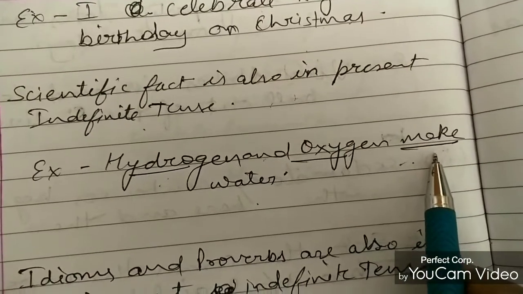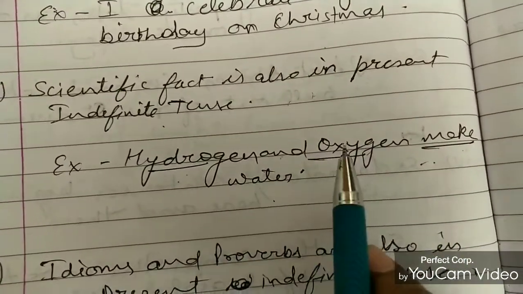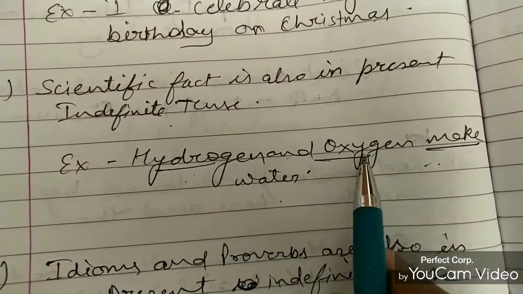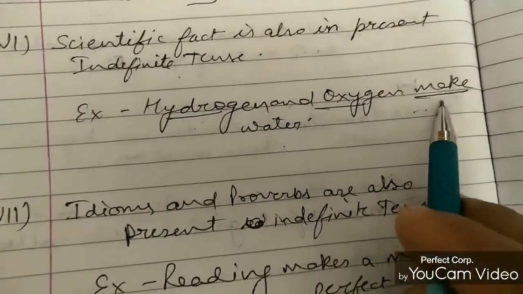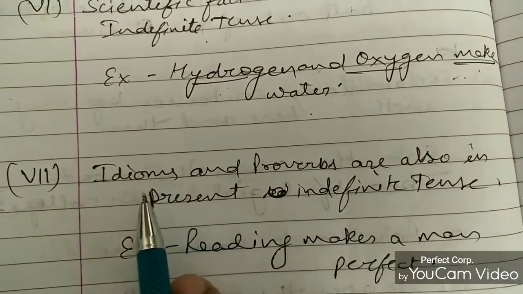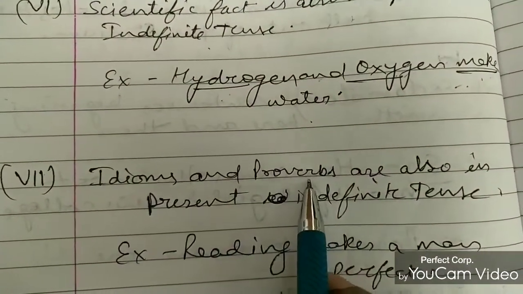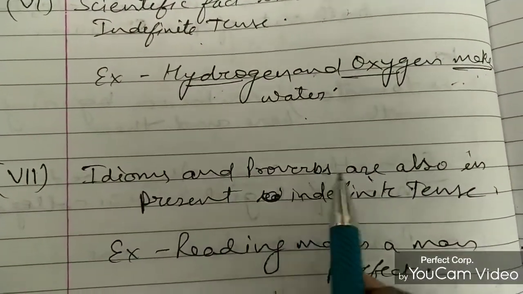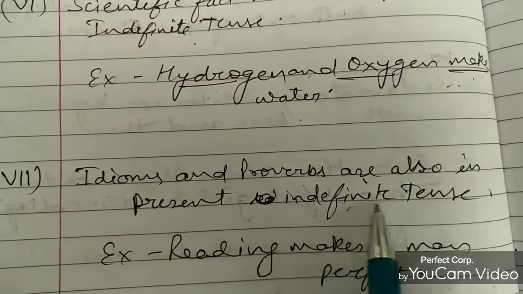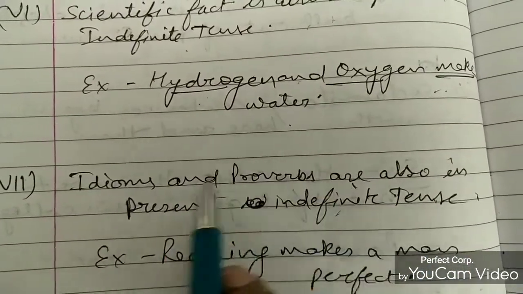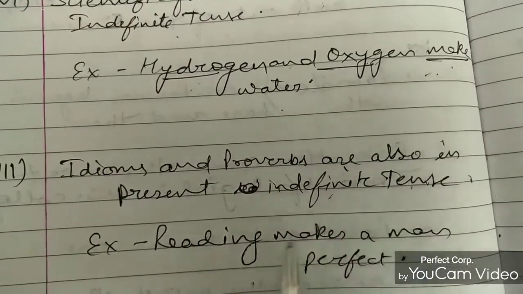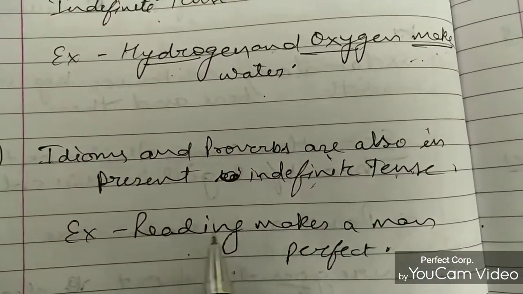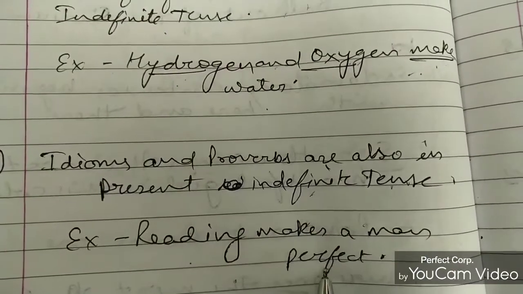Why have we used make here? Because hydrogen and oxygen are plural nouns. Okay, that's why we are using make here. Now see another condition. Idioms and proverbs are also in present indefinite tense. It means those idioms and proverbs are also in present indefinite tense. Let's see the example: reading makes a man perfect.